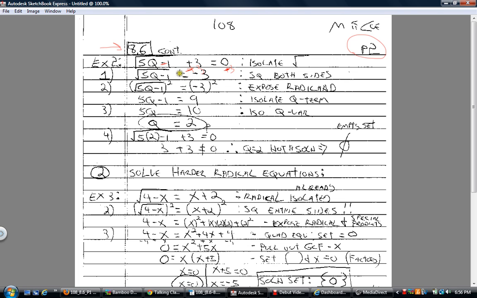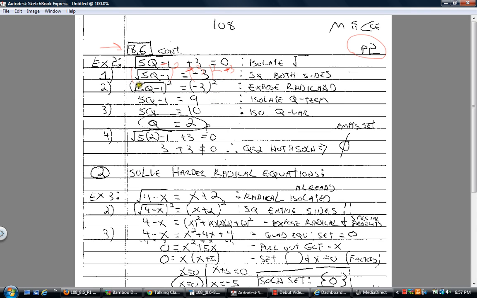Okay, so let's get back on track. What do we do now? We've got the radical on the right hand side. We are not scared of radicals, because what can we do to make them go away, class? Square both sides. You maintain balance. That's what step number 2 does.